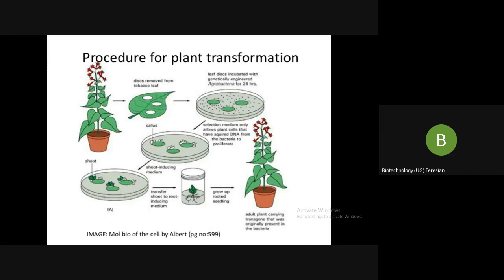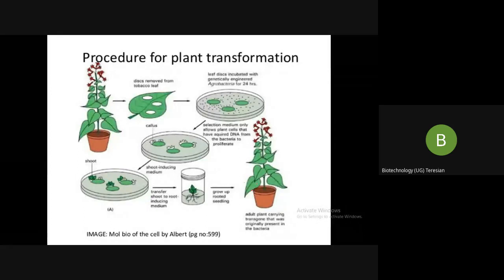This new plant will carry your foreign gene. From where did it get the foreign gene? It got the foreign gene from the agrobacterium, either of the two vectors which you have used. This is the experiment, how they do it. So this is the shoot, because we are inducing the shoot, then transfer the shoot to the root inducing media, then the root is formed and grow the rooted plant in the pot.